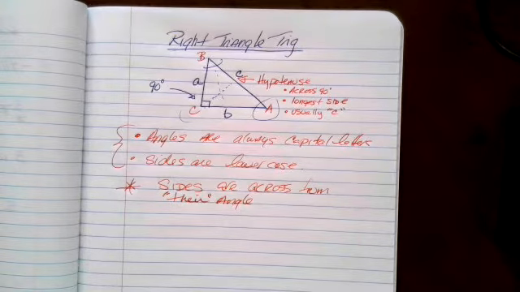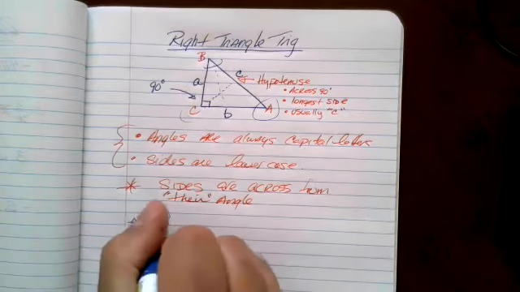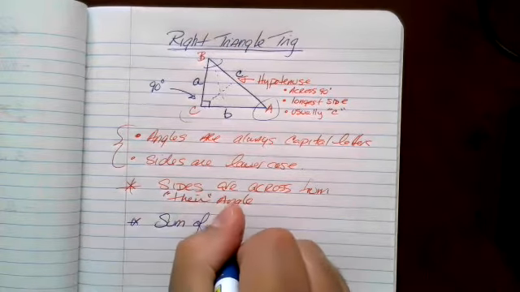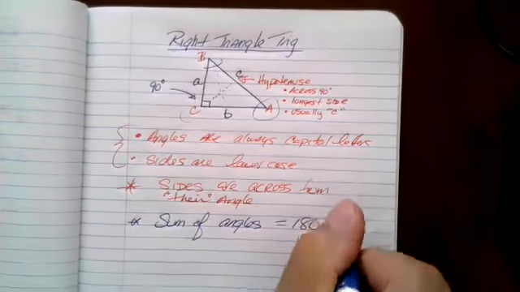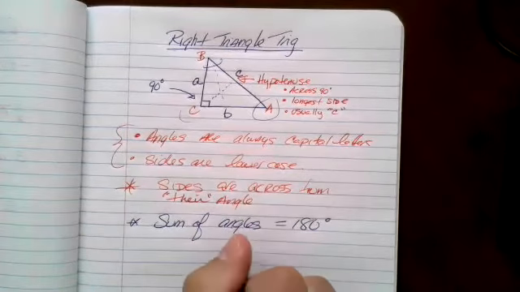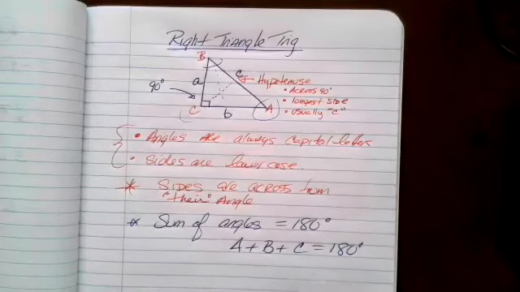And we also know that the sum of the angles in any triangle is 180 degrees. Things to know. So angle A plus angle B plus angle C always equals 180 degrees.